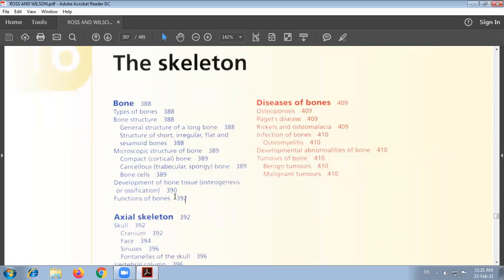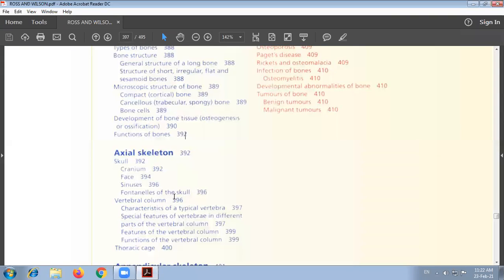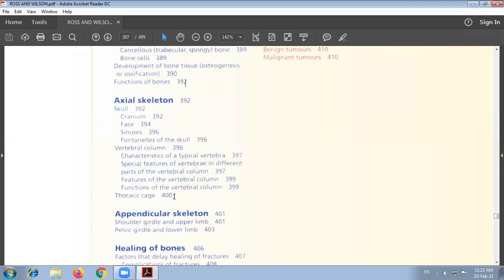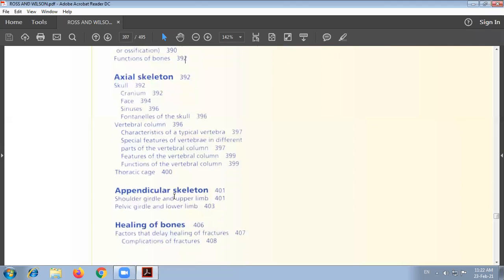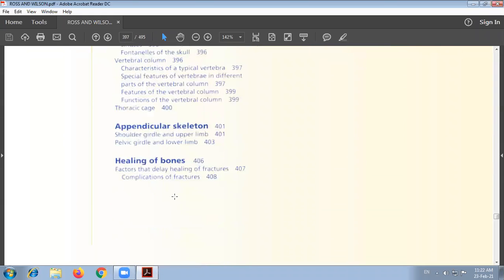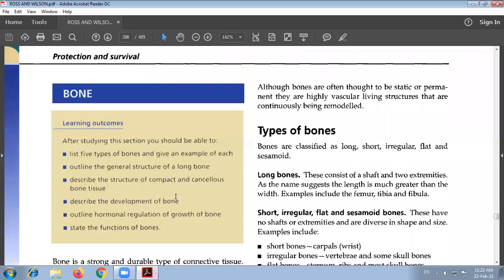Then we will continue with our divisions of skeleton. The one is the axial skeleton and second is the appendicular skeleton. Okay, all this will be covered in this topic. So let us start with our topic. We will continue with our bone.